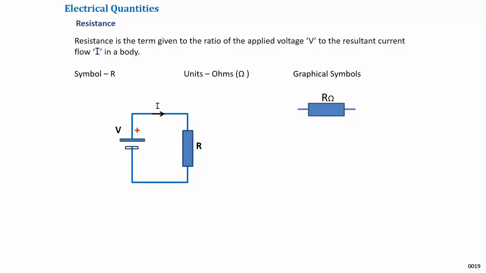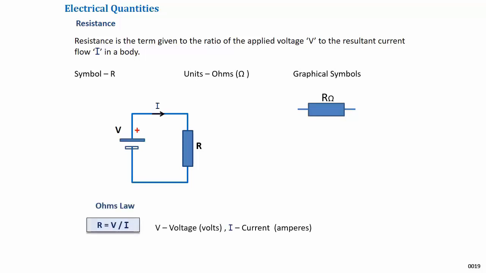The symbol associated with the resistance is the letter uppercase R, and its unit is the ohm, abbreviated to the Greek letter omega. Resistance is represented in a circuit diagram by the symbol shown.